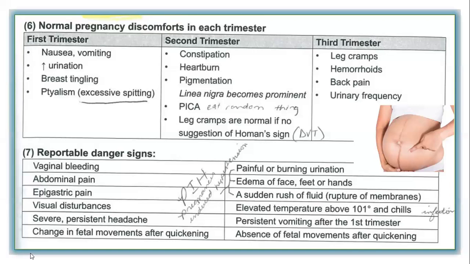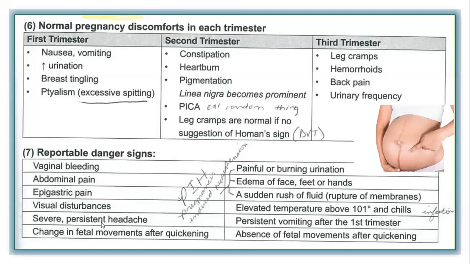But what are the danger signs? We need to report to the healthcare provider. Number one, vaginal bleeding. During pregnancy, the mother must be amenorrheic, with no menstruation and no bleeding. If bleeding occurs, this is a danger sign. Abdominal pain, epigastric pain, visual disturbance. These are signs of preeclampsia or eclampsia.